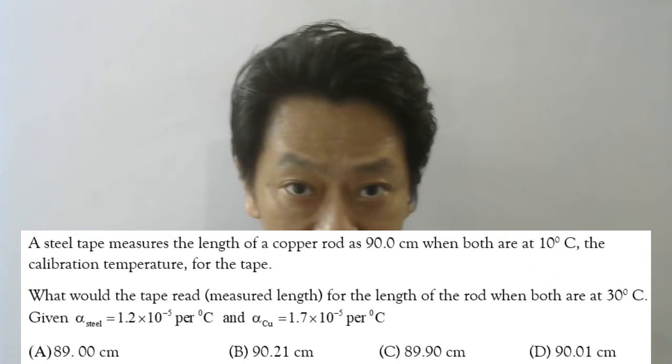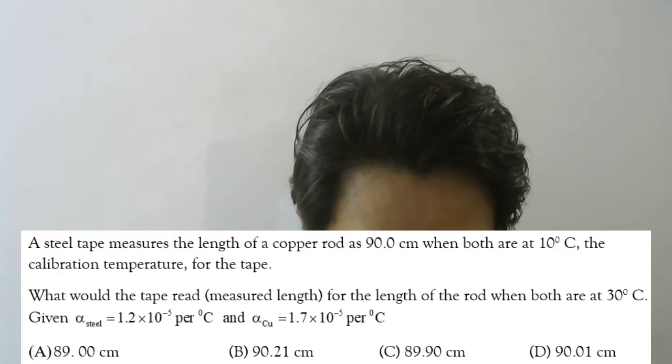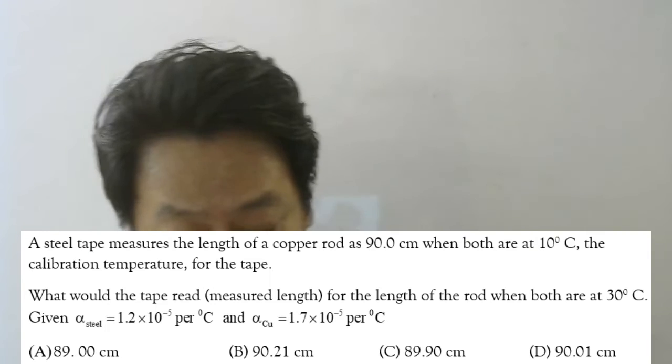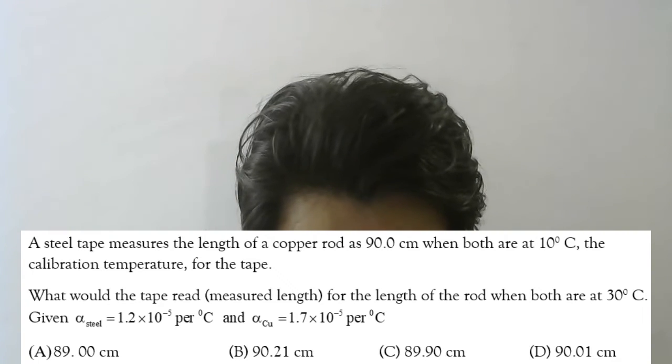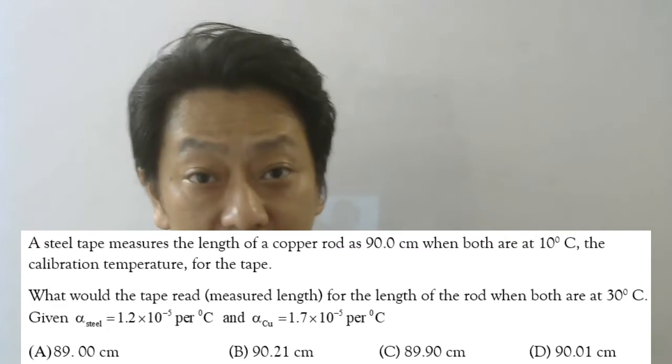So the question says a steel tape, by tape they mean a scale, measures the length of a copper rod as 90 centimeter when both are at 10 degrees Celsius. The calibration temperature for the tape. Now calibration temperature means that temperature at which the marking on the scale was done.